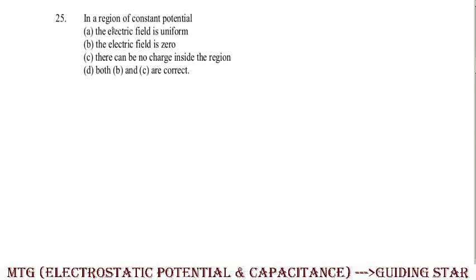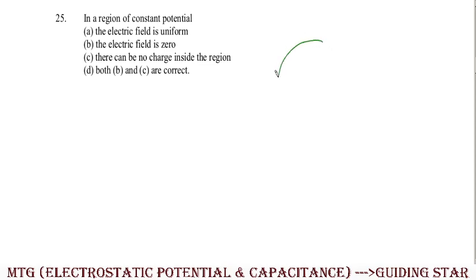Next, moving to question number 25. In a region of constant potential, जहाँ पे हमारा potential constant होगा, तो उसको कौन सा यहाँ पे option सही तरीके से describe कर रहा है. Clear? So option A, what is saying, the electric field is uniform in a region of constant potential. Okay, fine. So where will you get a constant potential?